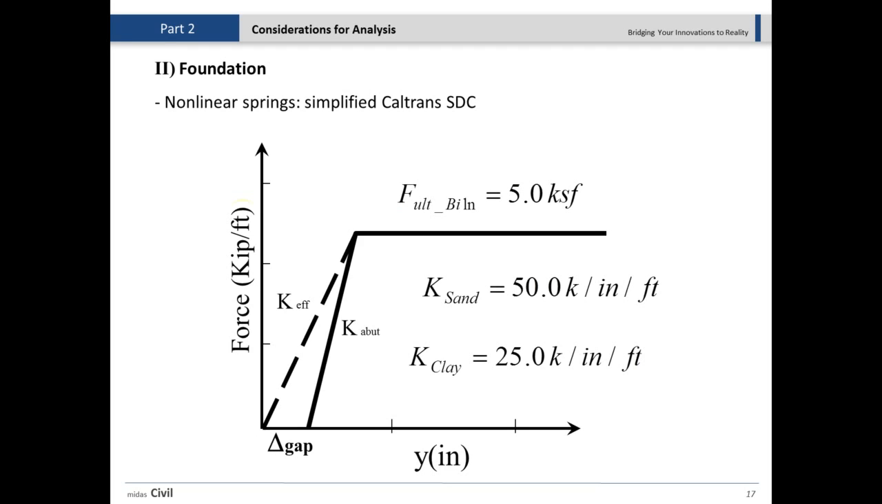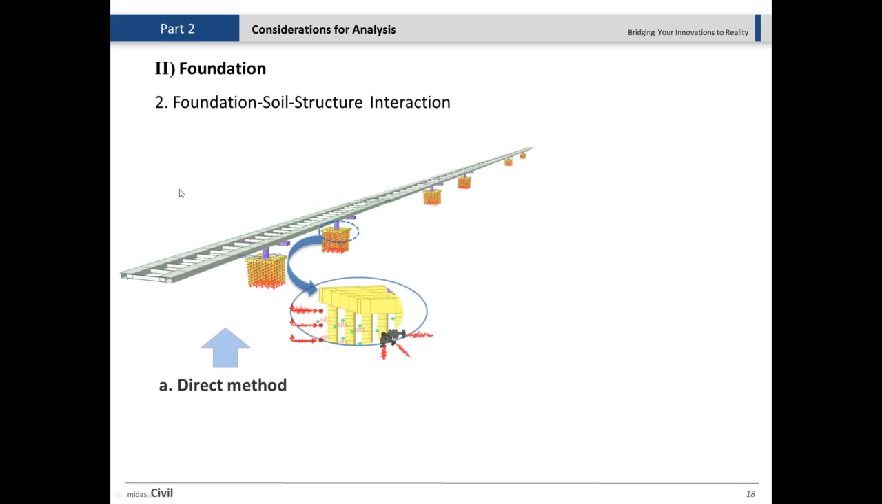So this is the equation. I got it from Caltrans, and I believe we have the same thing in AASHTO as well. And then for sand and clay, as you can see, we have constant values, and then we can simply use these to calculate the abutment soil springs.